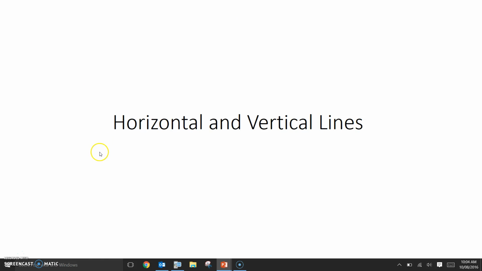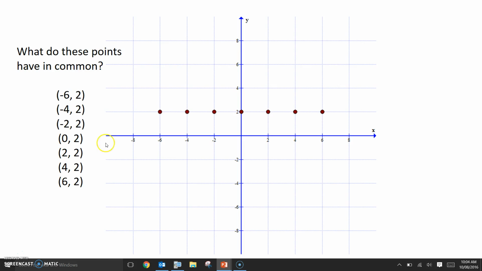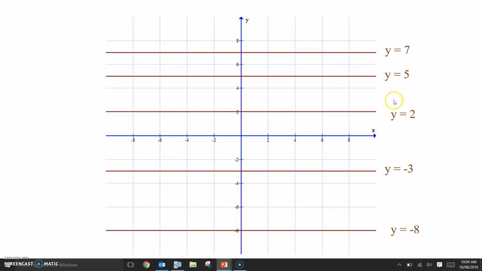A couple of things about horizontal and vertical lines. What do these points have in common? Their y-coordinate is all the same. So at each of those points, and at every point on that line, y equals 2. So if you see a horizontal line, it'll have the equation y equals 2. Also remember that 2 is its y-intercept, and its gradient is 0, so it's like y equals 0x plus 2. So any horizontal line has the equation y equals a constant, and it'll be wherever it crosses the y-axis there.